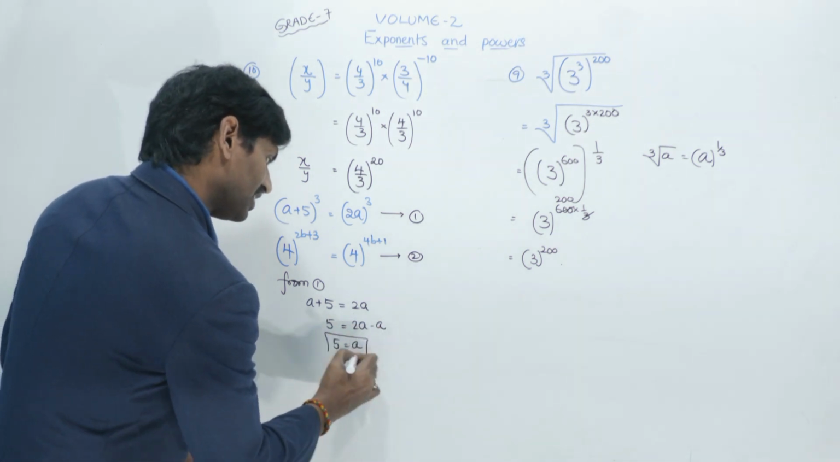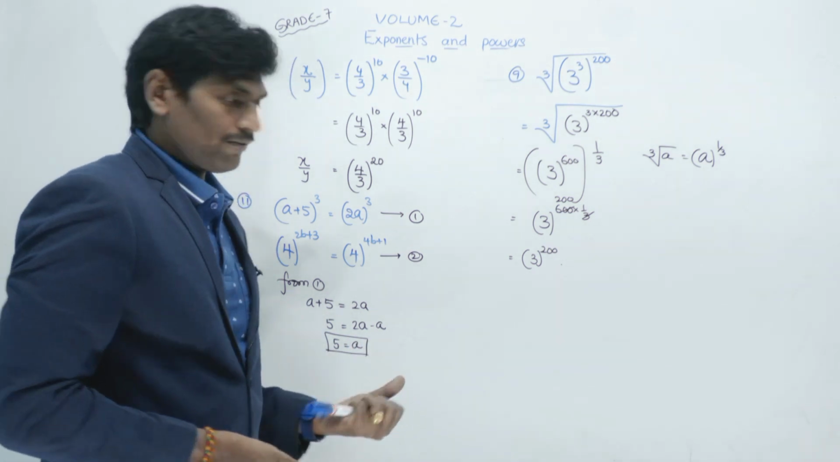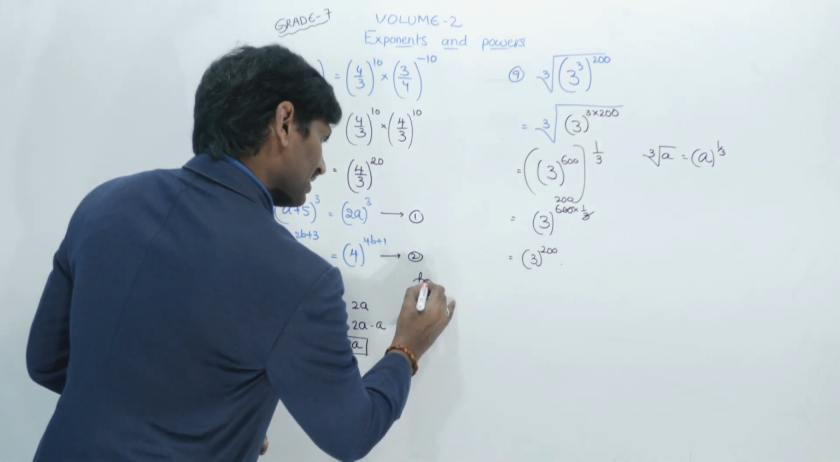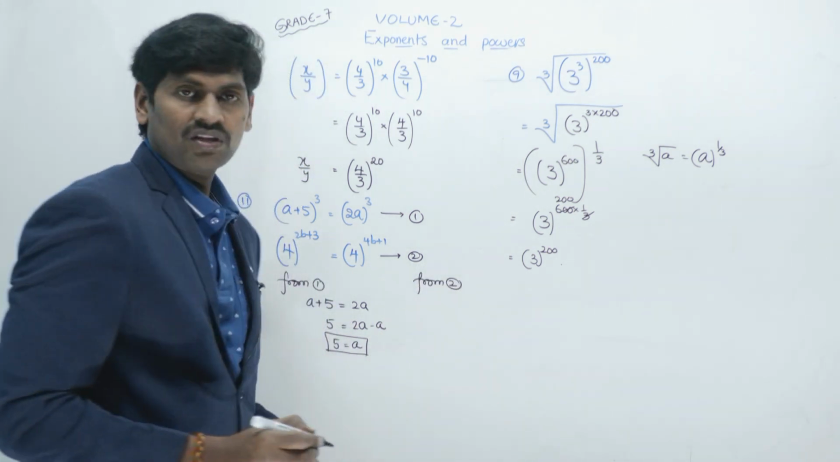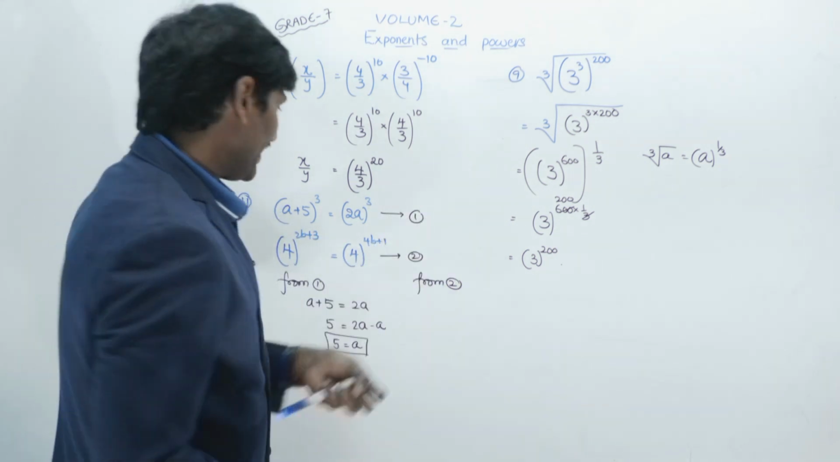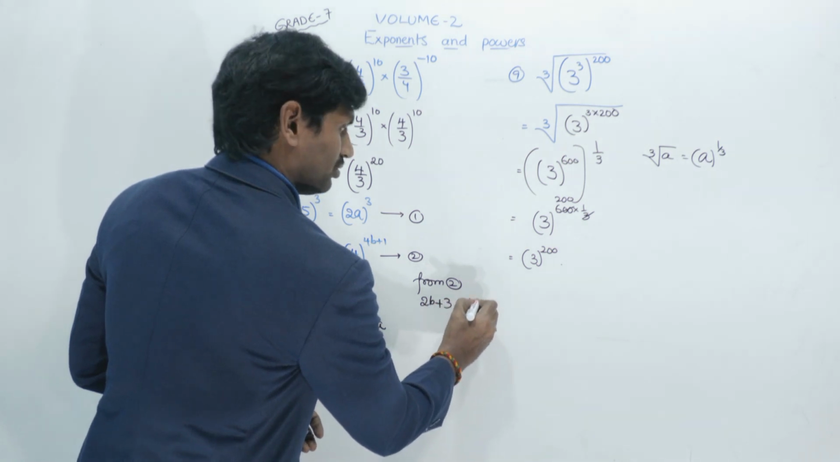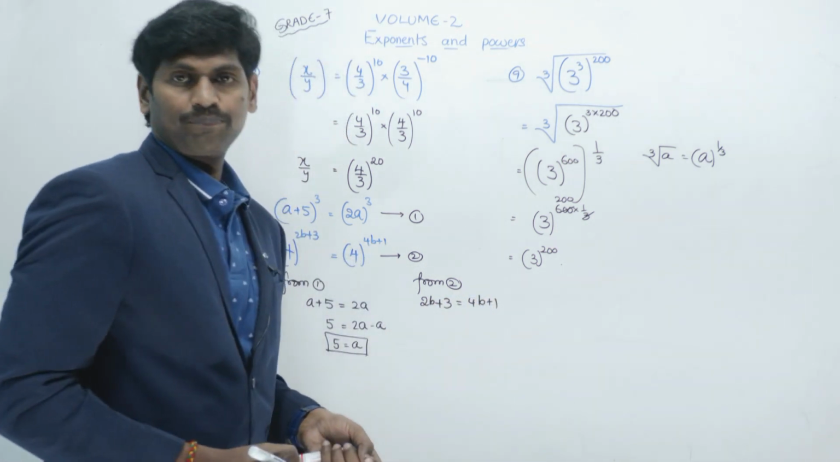So from this first equation simplification, we will get that a value is 5. In the same way, the second equation. From equation number 2, now the bases are equal, so we can equate the exponents. So from this we can write 2b plus 3 equals 4b plus 1.